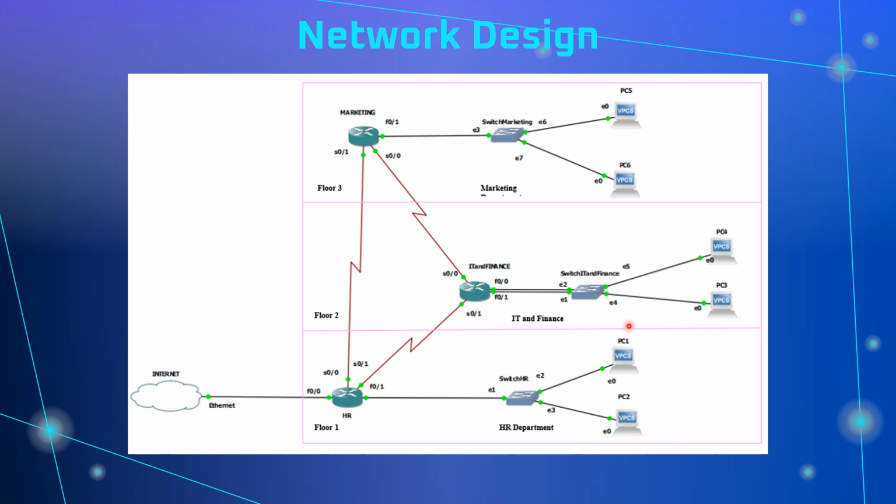these two PC are in same VLAN, which is VLAN 10. And floor 2, for PC3, it is VLAN 20. And PC4 is VLAN 30. And the last one, for these two PC in floor 3, it is VLAN 40.